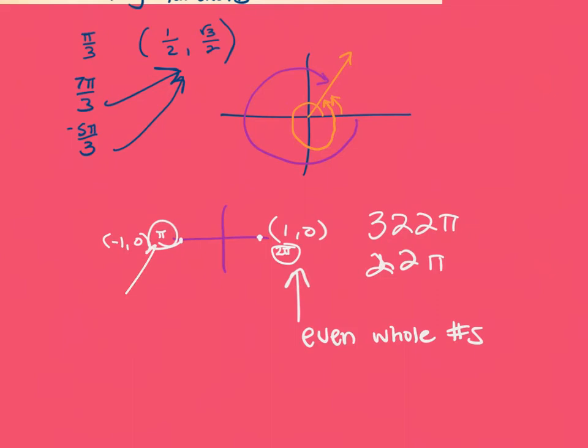Every odd whole number falls on the left side, which would be that negative 1, 0. 3 pi on the left. Okay, 33 pi on the left. 233 pi still on the left-hand side. Even whole numbers are on the right, odd whole numbers on the left.